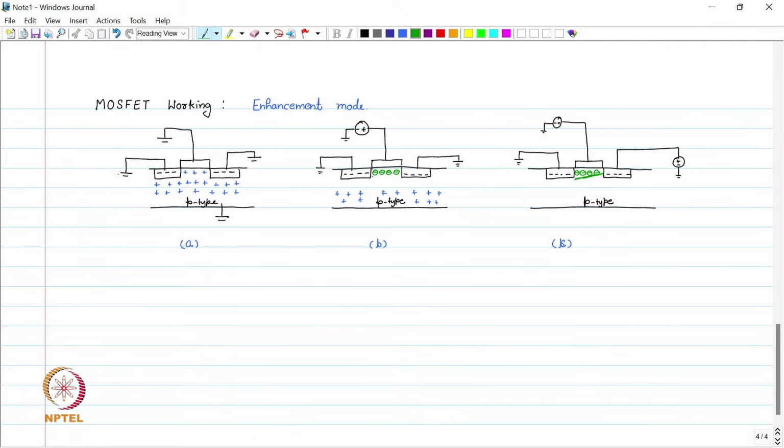However, in the case B, the channel is perfectly rectangular. So we can see at this point there is a high electric field, which is because of the voltage applied at the drain. So the channel is no longer a rectangular channel, and this gives rise to something called the channel length modulation.